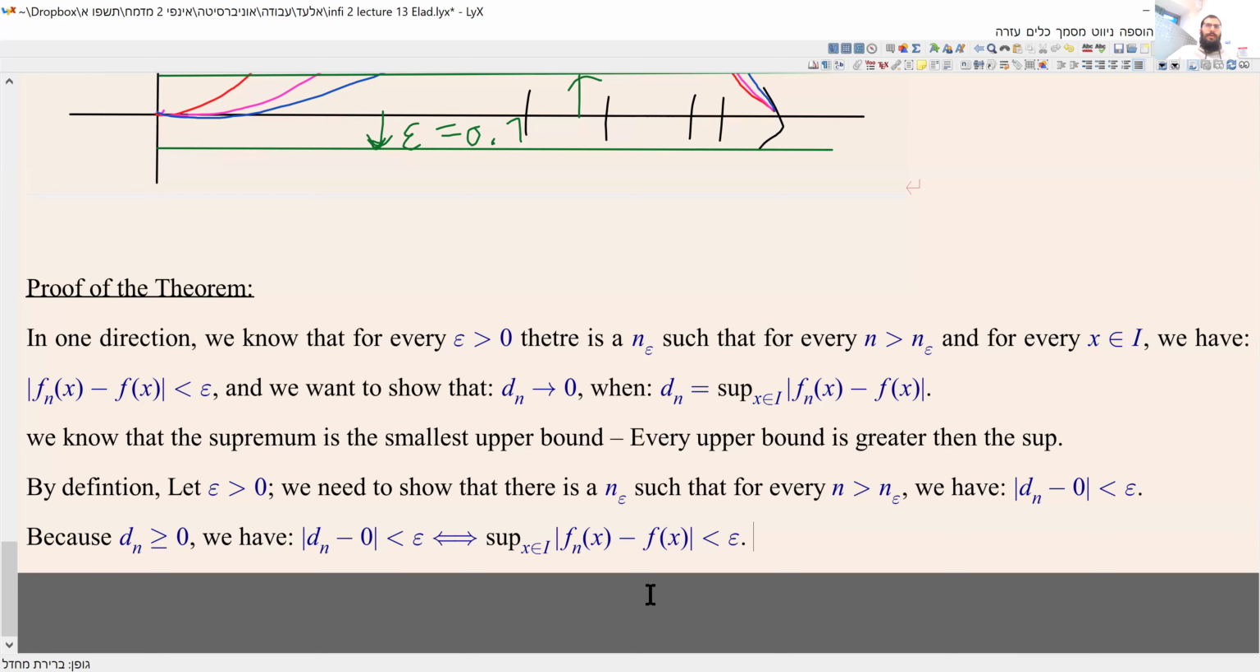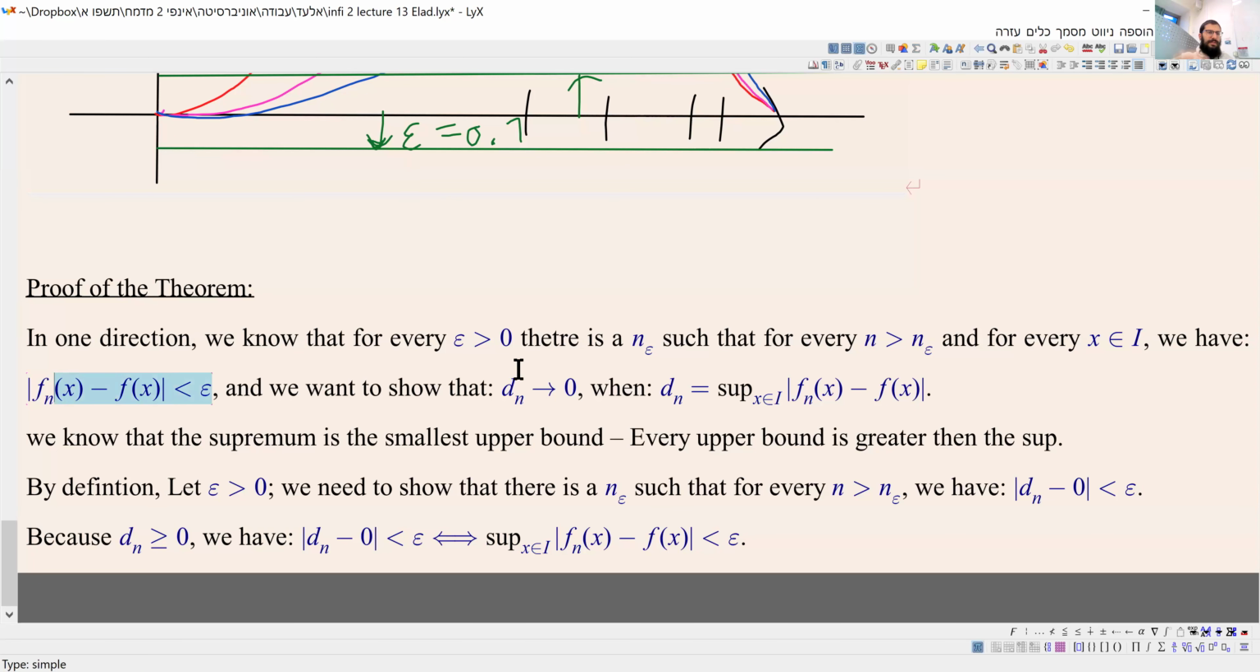Now, by what is given to us right here, we know that fn(x) minus f(x) is smaller than epsilon. And dn is the supremum. It's the smallest upper bound. Every upper bound is greater than the supremum. And epsilon here is an upper bound of fn(x) minus f(x). So intuitively, we've already got what we want. Epsilon is given to us right here, it is an upper bound, and as an upper bound it is also greater than the sup, because the sup is the smallest one.